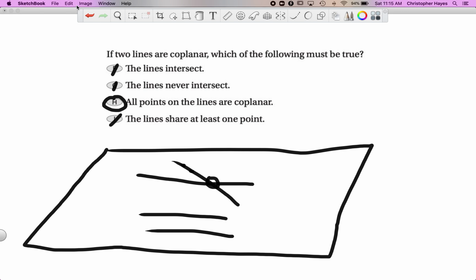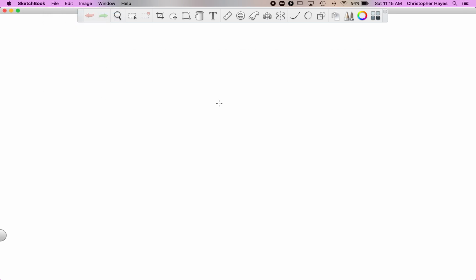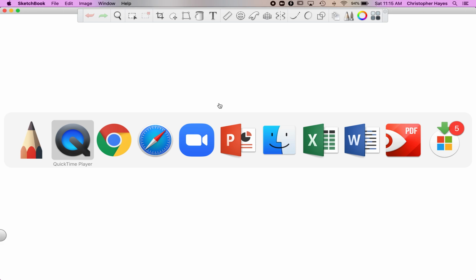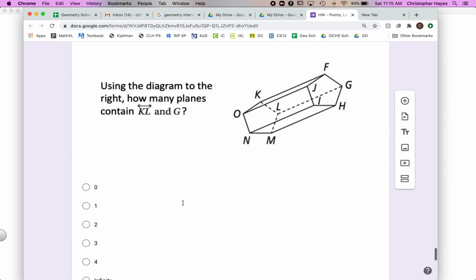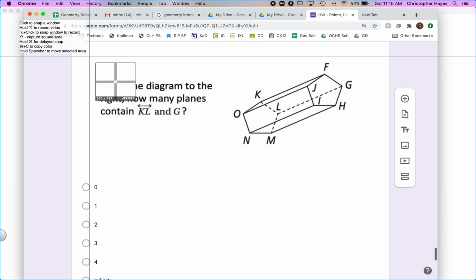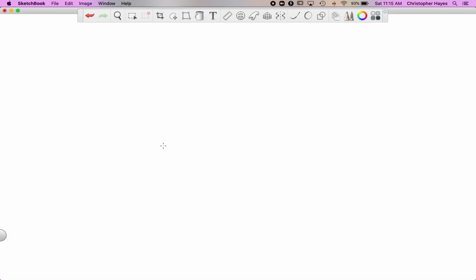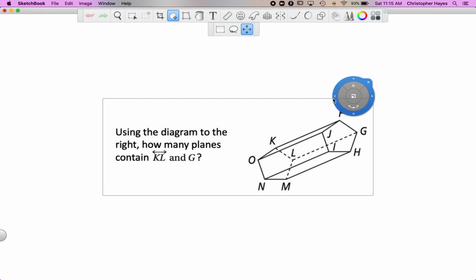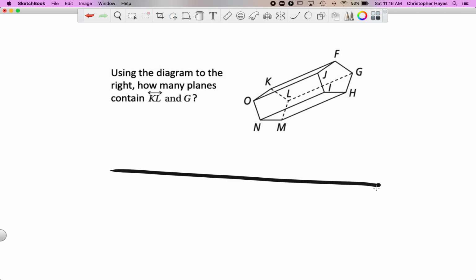All right, let's look at the next problem here. Okay, here's the next problem. Using this diagram to the right, how many planes are contained in KL, the line KL, and the point G? So again, let's just draw a plane here again.